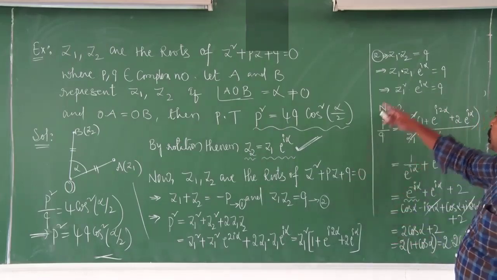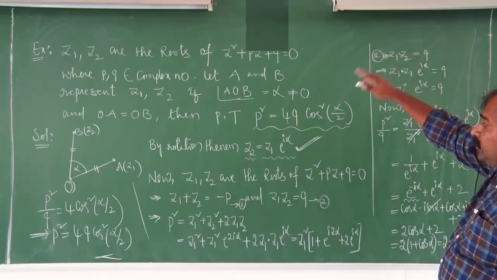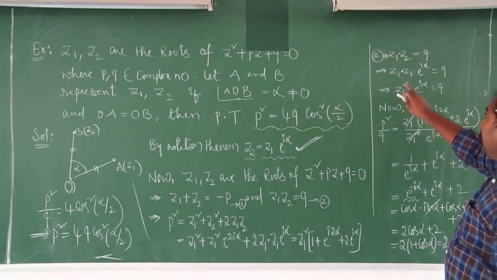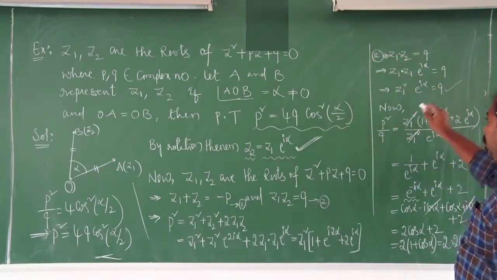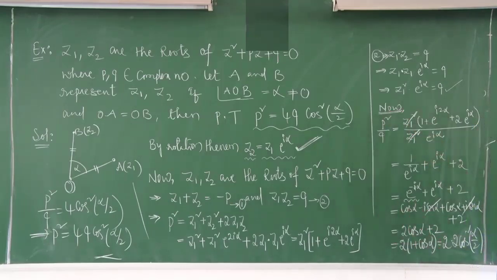From the second equation, z1 z2 equals q. Of course, z2 in terms of z1 we already got. Replace it and you will get the q value like this. Now, what am I doing? p square by q means z1 square into 1 plus e power i2 alpha plus 2 into e power i alpha, and in z1 square, the numerator and denominator cancel.